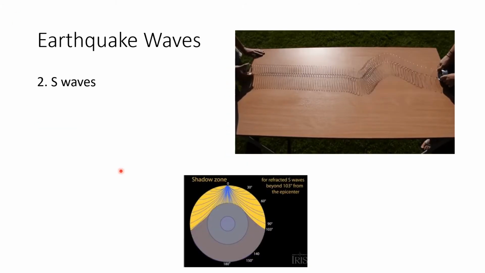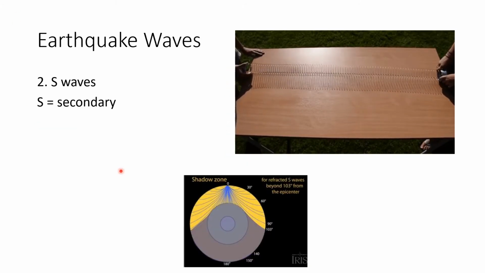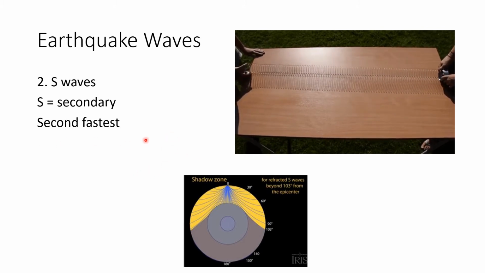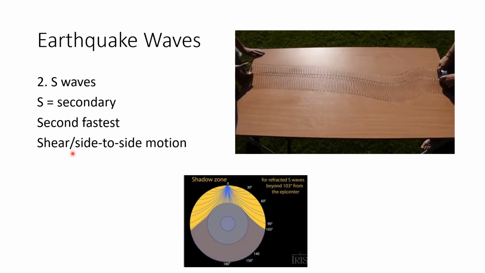Next type of earthquake wave is called the S wave. S stands for secondary, so these are the second fastest type of earthquake wave. They'll reach a recording station after P waves. They move in a shear or side-to-side motion. So if you watch, when they wiggle the slinky back and forth, that's a shear motion. It's side to side. It's kind of like a snake snaking along the ground. So that is how the S wave moves.